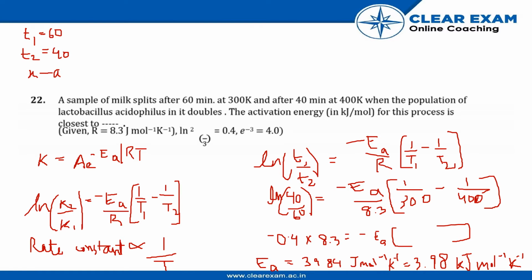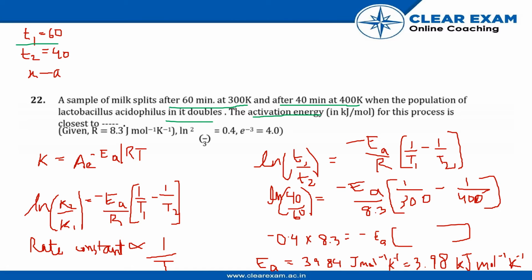Okay, so the given question is: a sample of milk splits after 60 minutes at 300 K and after 40 minutes at 400 K, when the population of Lactobacillus acidophilus in it doubles. The activation energy is... So at t equals 0 nothing happens. At t equals 60 the milk splits at 300 K. Now let us assume that A amount of the milk splits.